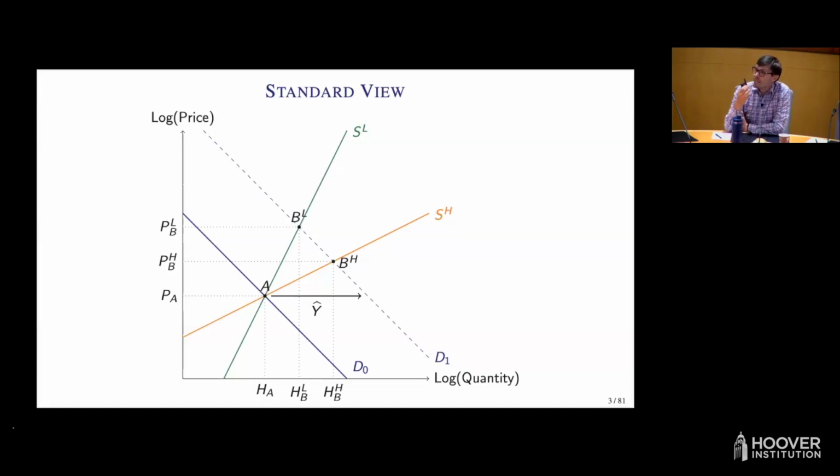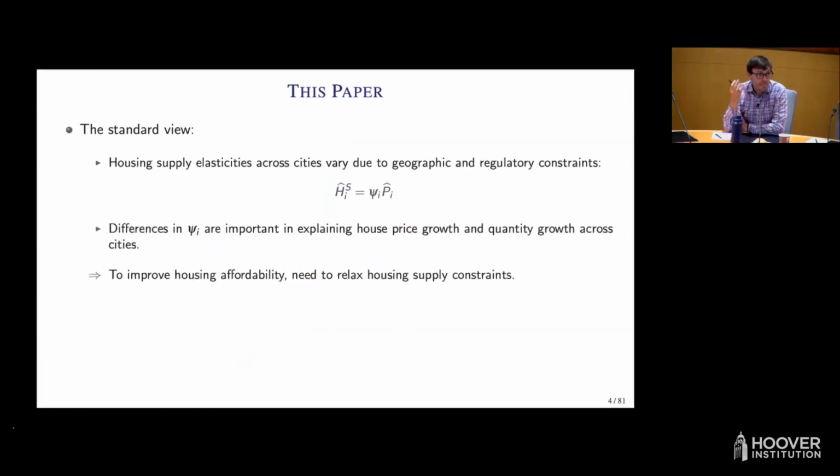That contrasts with cities in the Sun Belt, or more specifically in Texas, where zoning tends to be much more permissive, and where that same increase in demand would give you larger increases in quantities and smaller increases in prices. That steeper supply curve in inelastic cities could be regulation, it could be geographic constraints, or a combination of both. Either way, the view exemplified by the YIMBY movement and the abundance agenda is that inelastic supply is a major impediment to housing affordability, and that differences in housing supply elasticities are important in explaining house price growth and quantity growth across cities.